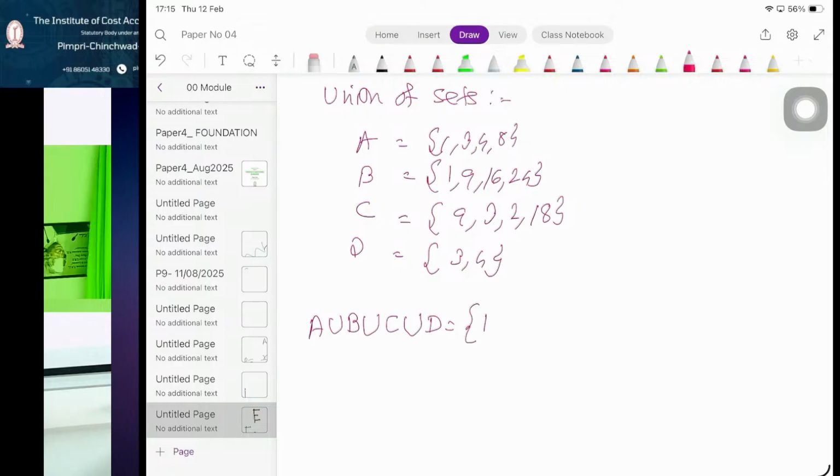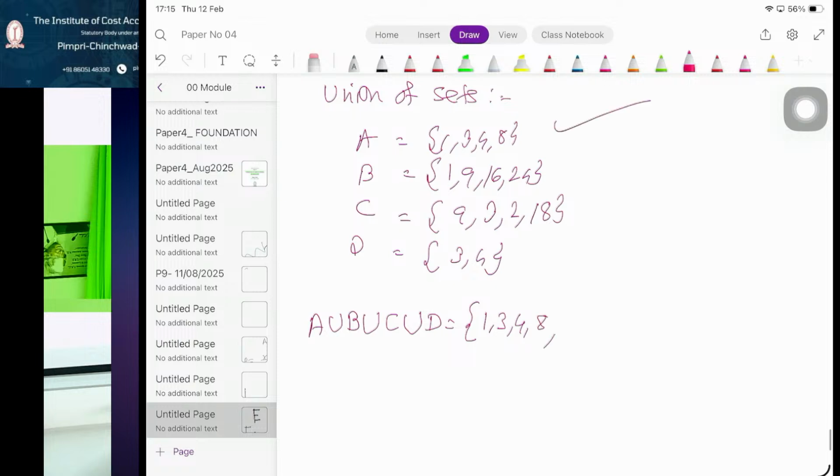A की value लिखते हैं 1, 3, 4, 8. I completed this. Now let's move to the set B. B is what? 1, but I have already written 1 here, so not required to repeat it. Next is 9, so I will take the 9.